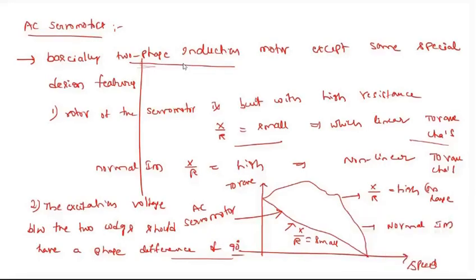So in the last session, we discussed a brief introduction to the AC servo motor and the comparison between the normal induction motor and the AC servo motor. There are 2 points. One is regarding the X by R ratio, and another one is the phase angle between the excitation voltage and the other voltage. These things we discussed in the last class.